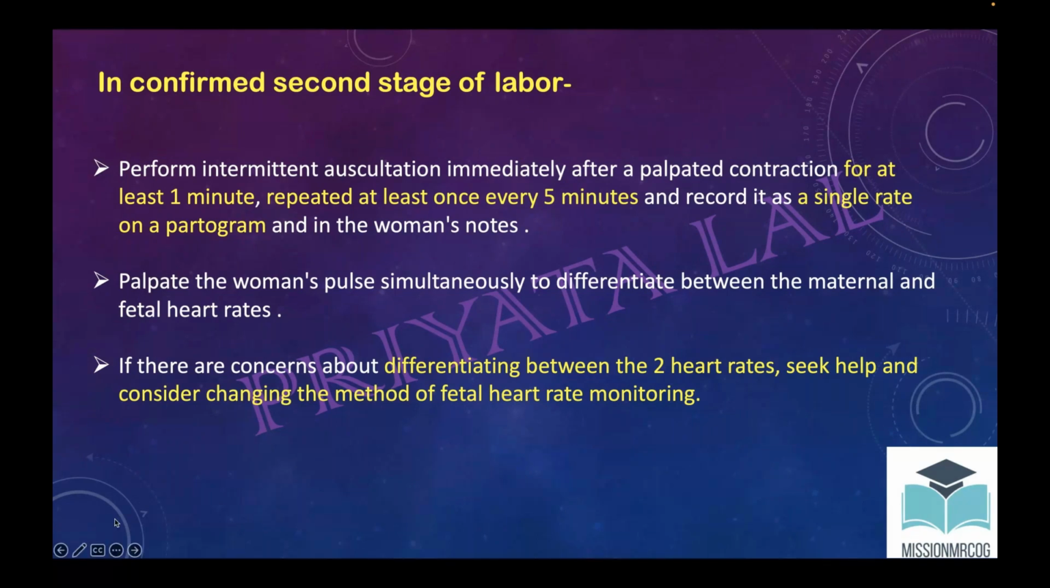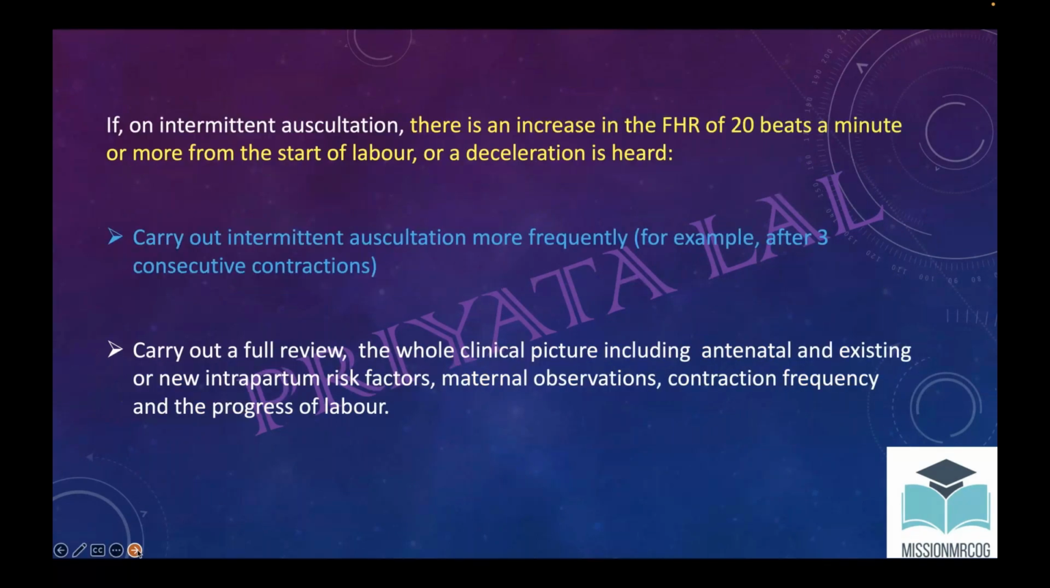Now, what they say is, if on intermittent auscultation there is an increase in fetal heart rate by 20 from the start of labor, or a deceleration is heard, what is to be done in that scenario? This is newly added in the guideline. In that condition, they want you to do intermittent auscultation more frequently. That means after every 3 contractions, you will do fetal heart rate monitoring.